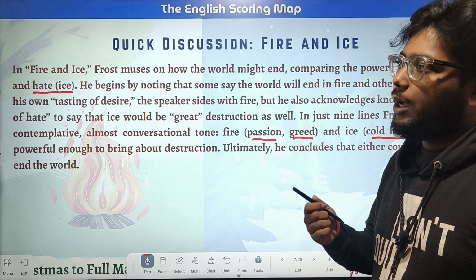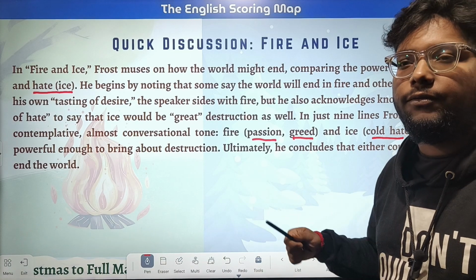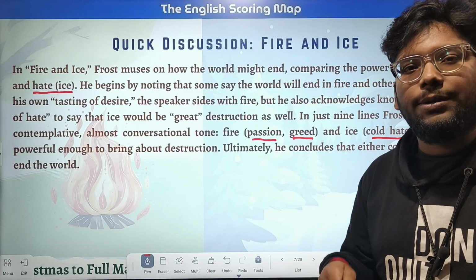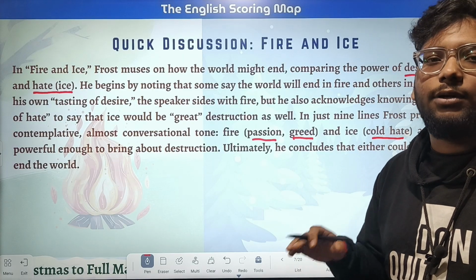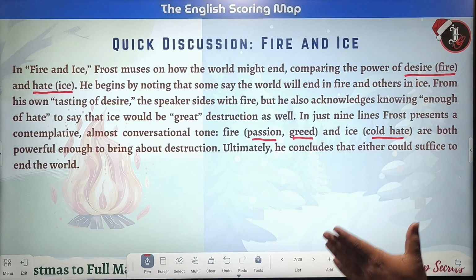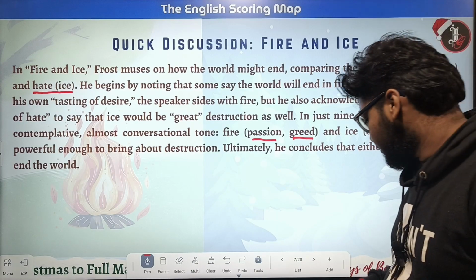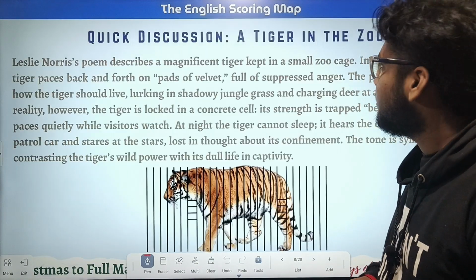Okay. So the poet is saying that if these two things prevail in very much quantity in our world, these will be enough to end the world. So this is the whole summary of the poem. You can take a screenshot of this, which will help you later in your academics and your boards. Okay. Now moving on to the next slide.